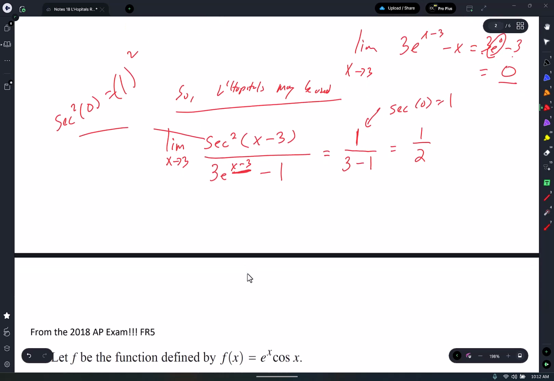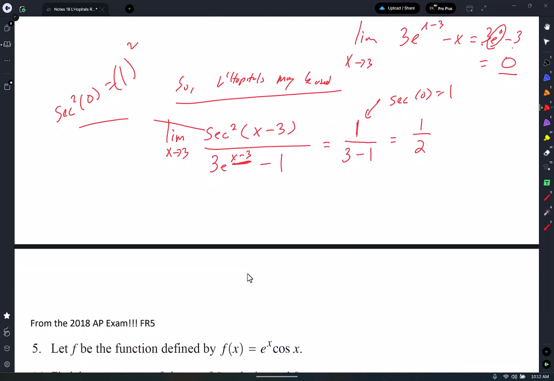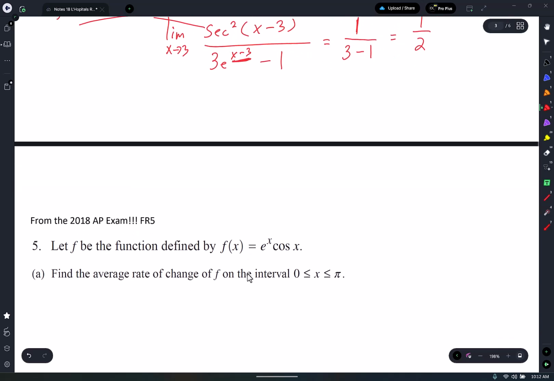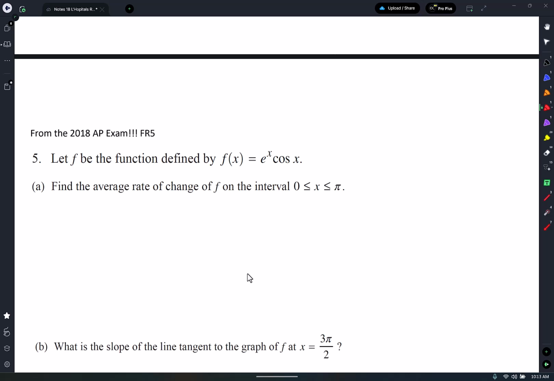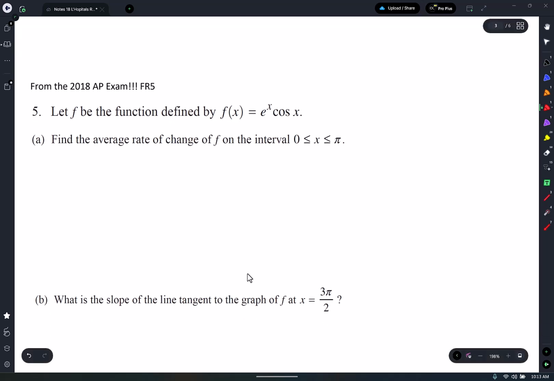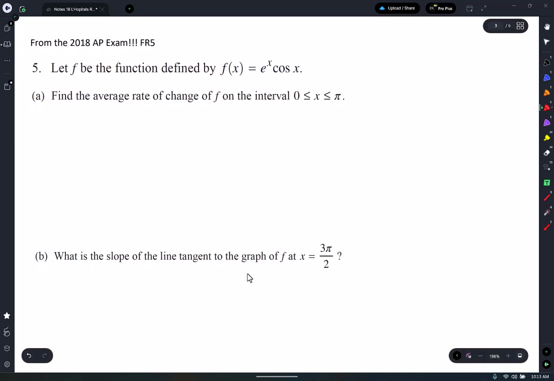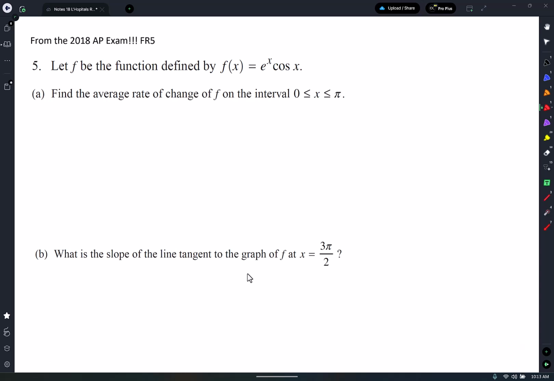All right, how are we feeling, guys? Are you guys ready to do our first free response question from the AP exam? Yeah, look, here's our first one. This is from the 2018 AP exam. So the AP exam that those guys took. We're going to do this one together. And we're going to see how tough this is. And obviously there's some L'Hopital somewhere in here.